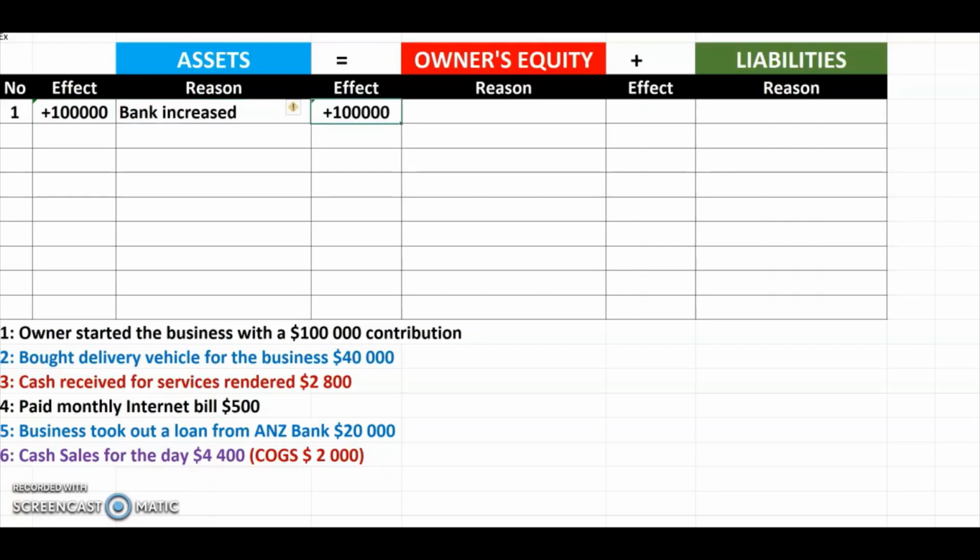It also affects owner's equity, and that increases by $100,000. What's my reason? Because of capital contribution. You could say owner's capital contribution.